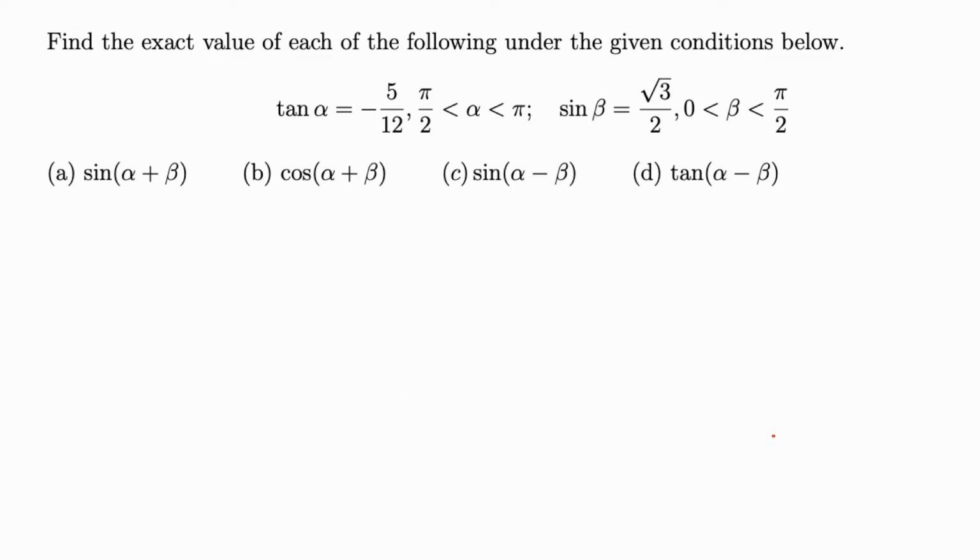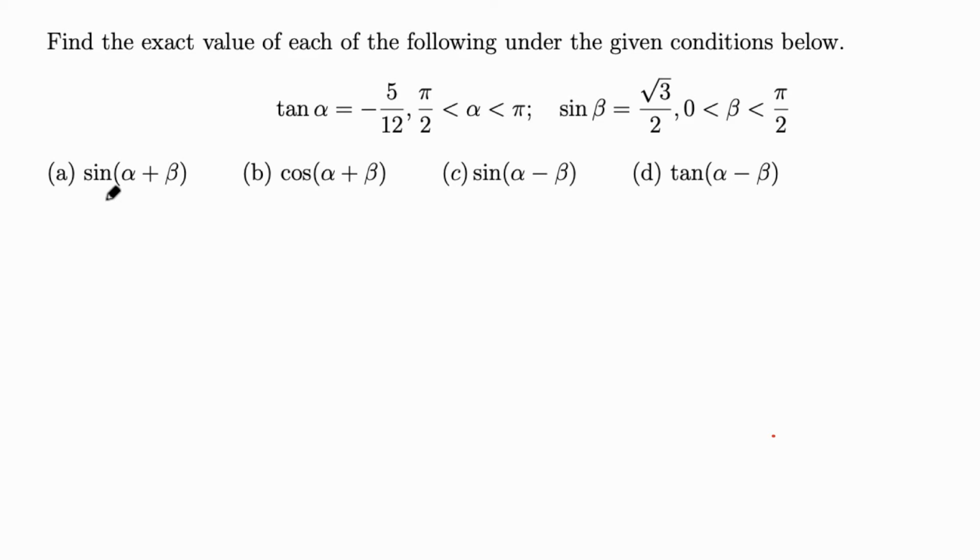Find the exact value of each of the following under the given conditions below. Tangent alpha is given as -5/12, and alpha lies between pi/2 (90 degrees) and pi (180 degrees), so alpha is in the second quadrant. Sine beta is given as √3/2, and beta is between 0 and pi/2, meaning in the first quadrant. So these two values are given.